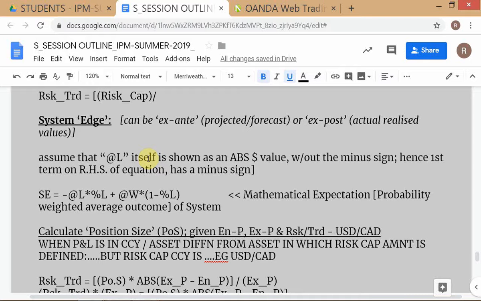Okay, and mathematical expectation, as you know, is summation PiXi. Conceptually, in even more basic terms, it's the probability weighted average outcome of anything. You are using the probabilities as the weights. That's all it is. So the system edge for any trading system is defined in this manner. Here we are assuming that there is something called an average loss in every system, which is basically going to be equal to our risk per trade.